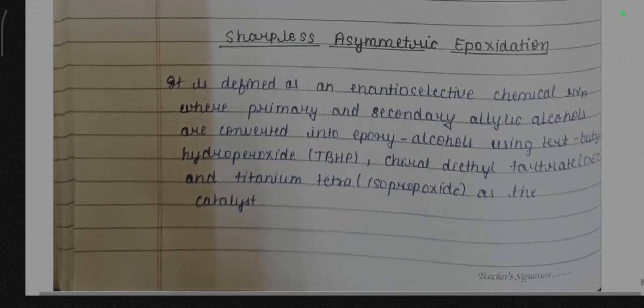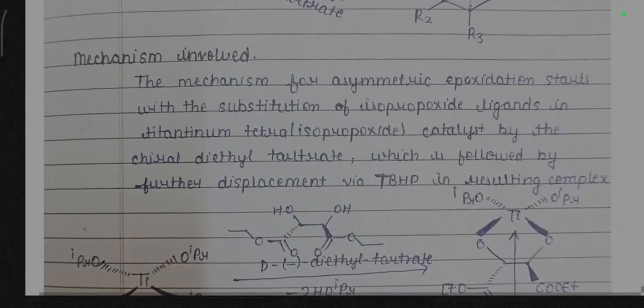Sharpless asymmetric epoxidation. It is defined as an enantioselective chemical reaction where primary and secondary allylic alcohols are converted into epoxy alcohols using tertiary butyl hydroperoxide (TBHP), chiral diethyl tartrate and titanium tetraisopropoxide as the catalyst. Mechanism involved.